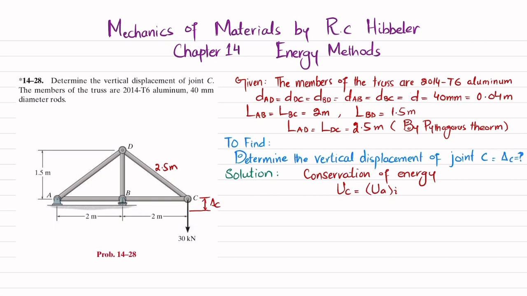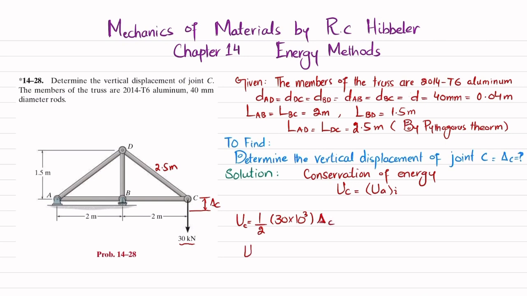Now what is U_e? You can see this is 30 kilonewton. This external force will do work which is equal to U_e, and this work is stored in the form of strain energy. So the external work done is equal to U_e, and that will be equal to 1 over 2 times 30 kilonewtons, so 30 into 10 raised to power 3, multiplied by this delta C.